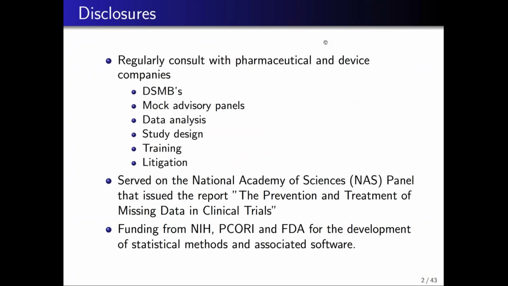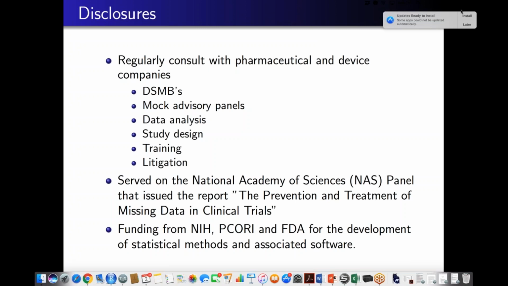By way of disclosure, I regularly consult with pharmaceutical and device companies. I sit on DSMBs and mock advisory panels, consult on data analysis and study design, provide training, and have been involved in litigation. I served on the National Academy panel that issued the report, The Prevention and Treatment of Missing Data in Clinical Trials, and I've received funding from NIH, PCORI, and FDA for the development of statistical methods and associated software having to do with missing data in clinical trials.